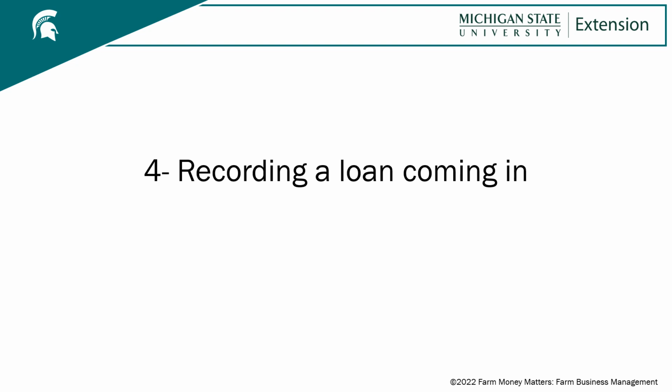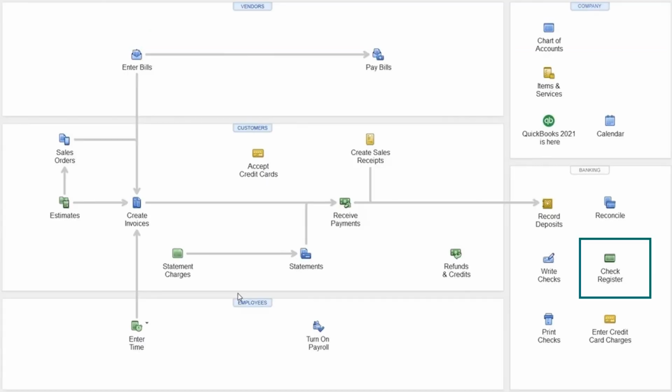Now let's move on to the next one. This one is much simpler. A farmer gets an operating loan from the bank and records the deposit. As usual, we could enter this into the check register, or we could use the record deposits feature. We're going to do it here in record deposits.